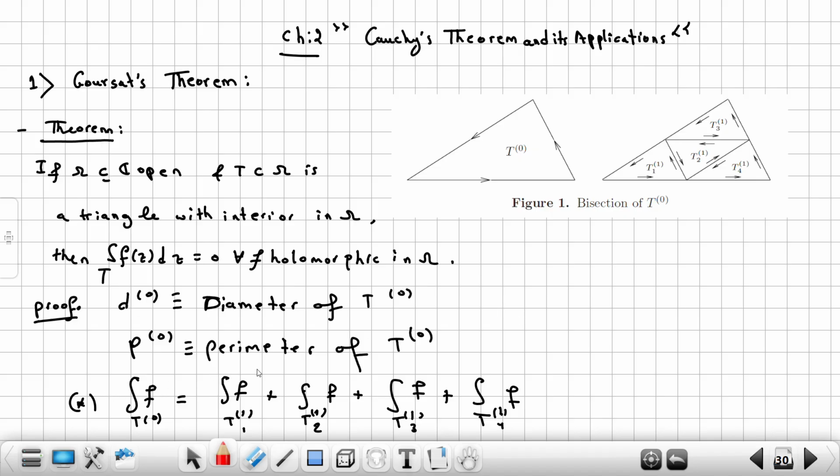We have star: the integral over T0 of f is equal to the integral of f over T11 plus the integral of f over T12, plus the integral of f over T13 plus the integral of f over T14. Why? Because, for example, if you take this segment, you need to integrate in this sense and in the reverse sense. These two integrals cancel out, so you will finally obtain that the integral over the initial triangle is equal to the integral over these four triangles here.